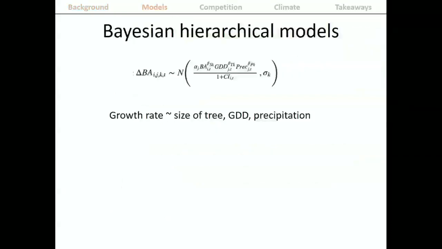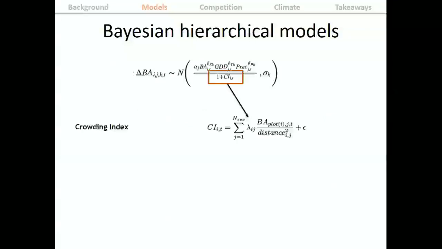So we used Bayesian hierarchical models in order to model this growth rate. And essentially, this is the equation right here. Essentially what we're predicting growth rate with is the size of the tree. So the bigger you are, the faster you grow, as well as growing degree days and precipitation. And we also incorporated a crowding index, and this is where we pull together the functional trait information that we're interested in. So this crowding index is essentially a summation of the size of the neighbors and the relative distance to that focal tree. And then we also have a lambda parameter that we can then vary and incorporate functional traits within.